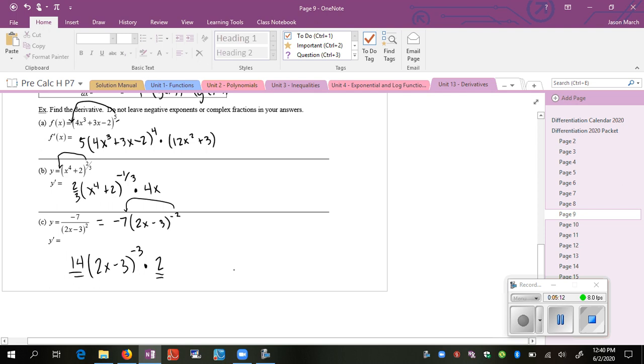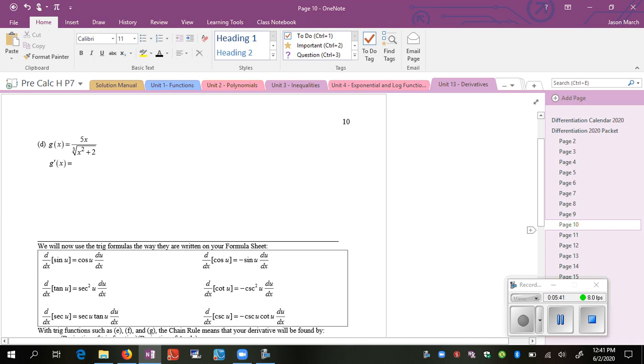If it was multiple choice, you might see that happen where you might actually write your answer as 28 parentheses 2x minus 3 to the negative 3, or perhaps even 28 over 2x minus 3 in parentheses cubed, like that. And again, for a free response question, you are perfectly fine leaving it like that. If not, you might want to go and see how you could algebraically manipulate it for a multiple choice to match one of the answers.